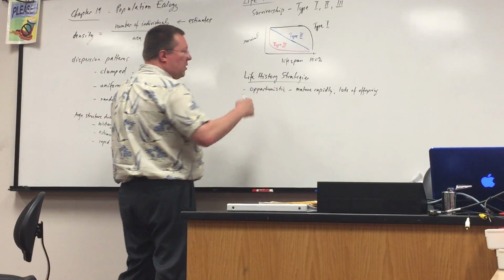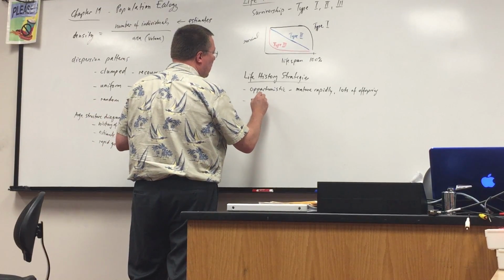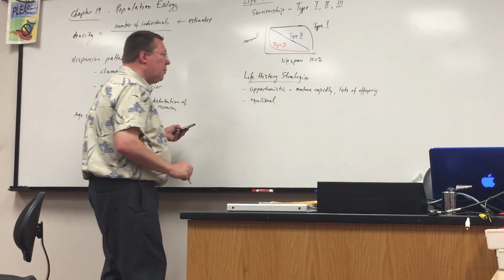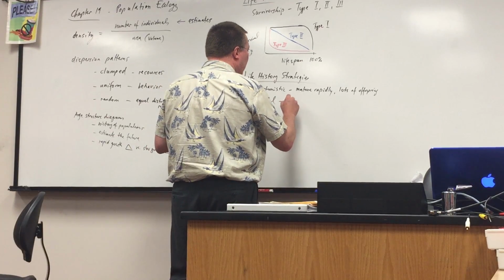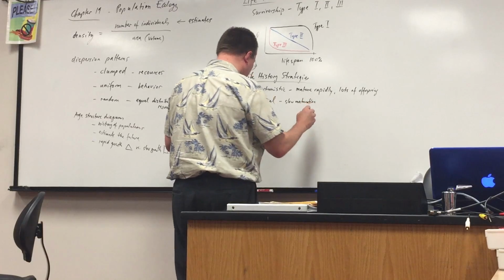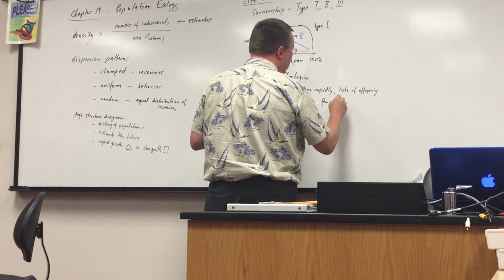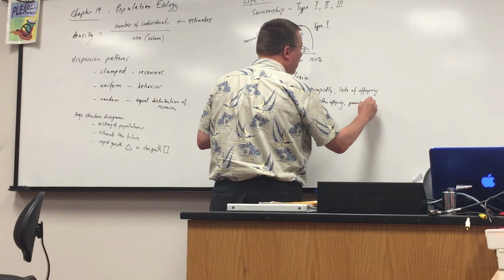The opposite of this, on the opposite end of the continuum, would be called the equilibrial life history strategy. And for that, you're going to have slow maturation, few offspring, and in many instances, parental care.